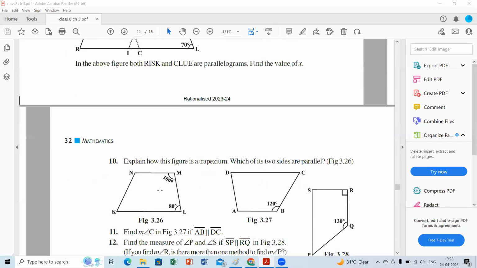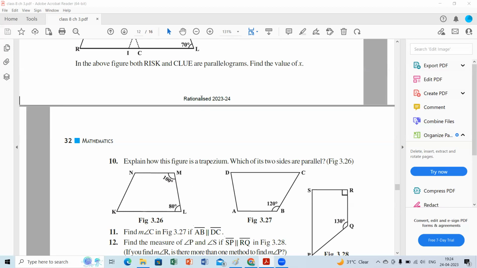Now coming to question number 10: explain how the figure is a trapezium. Which of its two sides are parallel? Which two sides are non-parallel? ML is parallel to KL, KL is parallel to NM. That's one thing. And is it a trapezium? Yes, ma'am, it is a trapezium.